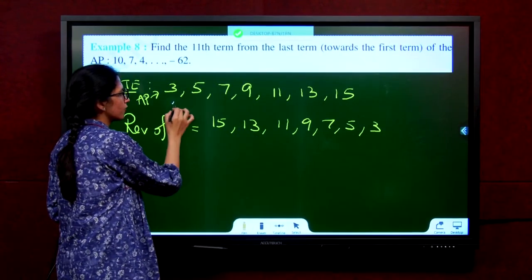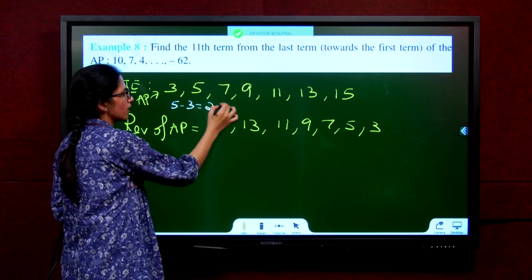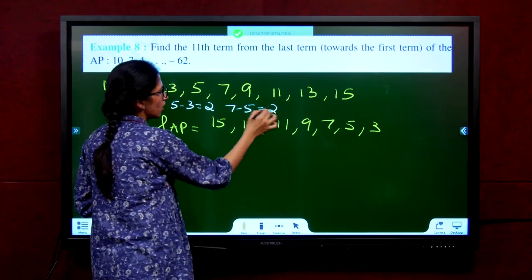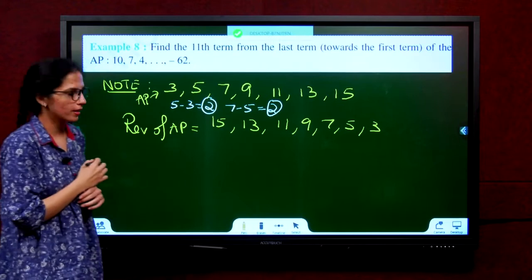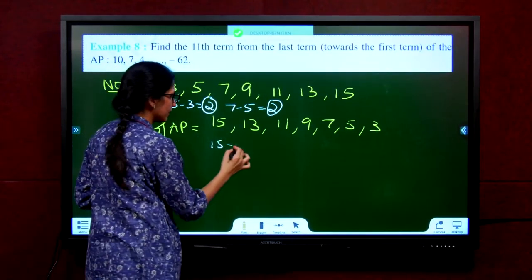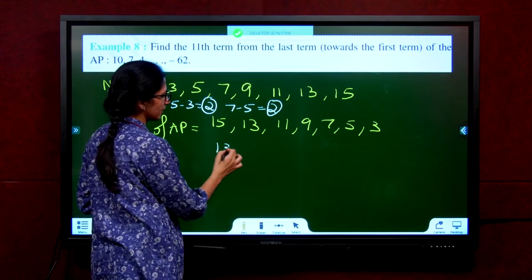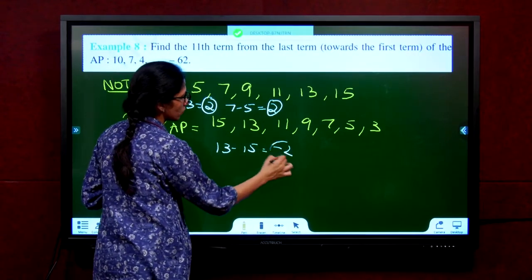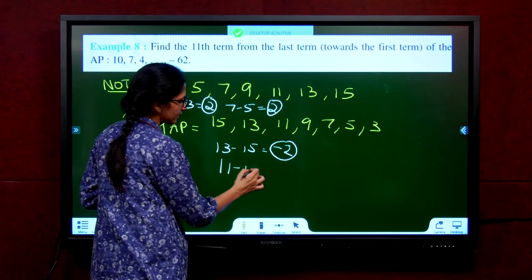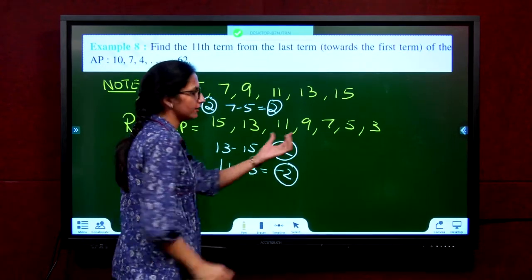Here 5 minus 3 is 2. 7 minus 5 is 2. Common difference is 2. Here, a2 minus a1: 13 minus 15 is minus 2. 11 minus 13 is minus 2. Even this is an AP.